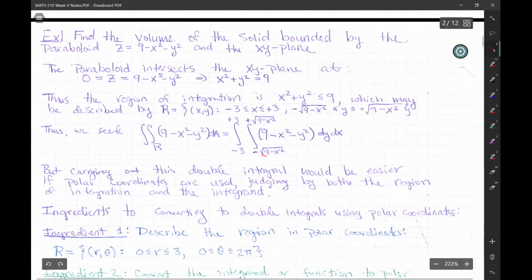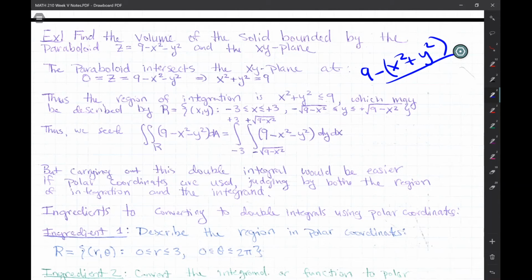And how do we know that? Well, for one thing, the integrand has 9 minus x squared minus y squared. That could be described this way, and we now see this x squared plus y squared in there. That should give us a hint that perhaps we should change coordinates and substitute, instead of x squared plus y squared, just r squared. So that's one hint. Looking at the integrand seems amenable to using polar coordinates.